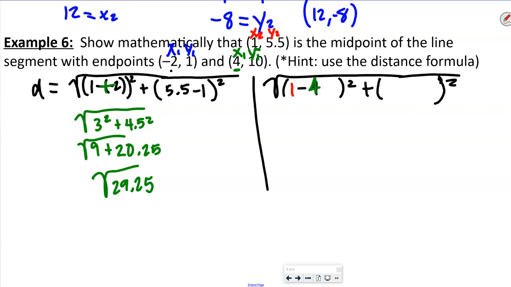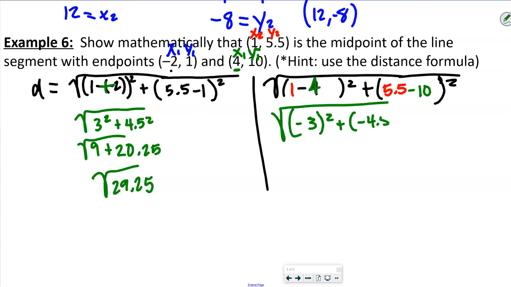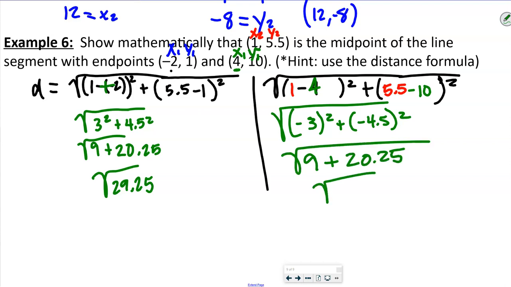Okay. And then over here, we're going to do 5.5. And we're going to subtract from it 10. So 1 minus 4 is a negative 3. That's squared. And this is going to be plus a negative 4.5 squared. Well, remember, anytime you multiply a negative times a negative, you get a positive. So it looks to me like we're getting the same numbers here, right? Yep, and that's the square root of 29.25 again. And because these are equal, then yes, we just proved that that is the midpoint, because the distance from both endpoints to the midpoint are the same.